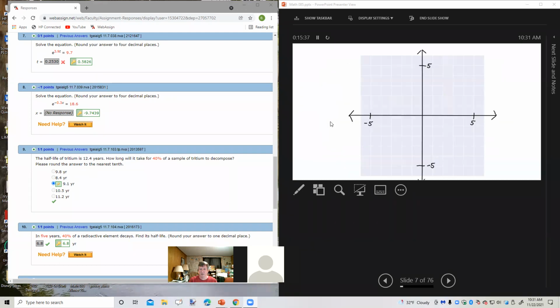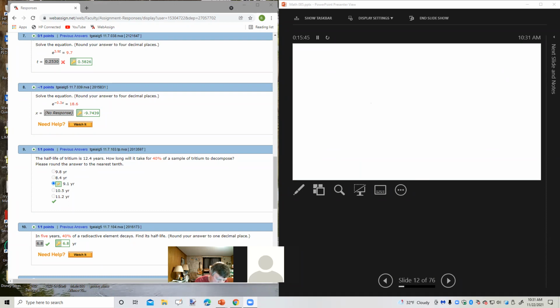All righty, let's find a blank page here and let's go ahead and get started. So these are questions that were requested. This is from section 11.7, number 7, and you can see it over here on the left on the web assigned screen. It says solve the equation e raised to the 3.9 t power equals 9.7.